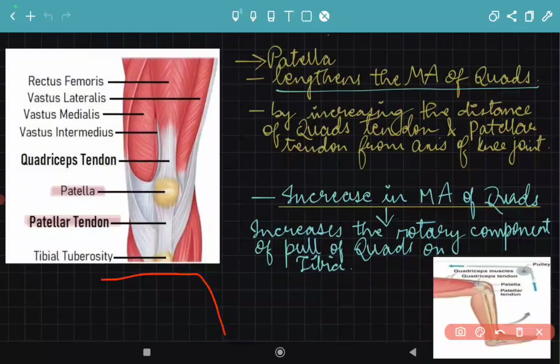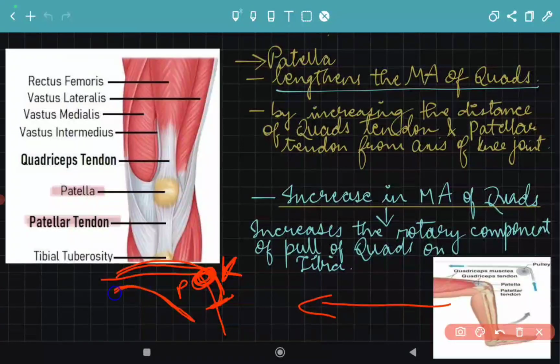If we discuss this diagram, here is the patella, this is the quadriceps inserting over here, and then the patellar tendon inserting over here. The knee joint is somewhere over here at the center. So the patella, which is at the knee joint, has its patellar tendon inserting a little below at the tibial tuberosity. In this way, the movement arm of the quadriceps is increased, because the patella increases the distance of the quadriceps tendon and patellar tendon from the knee joint.